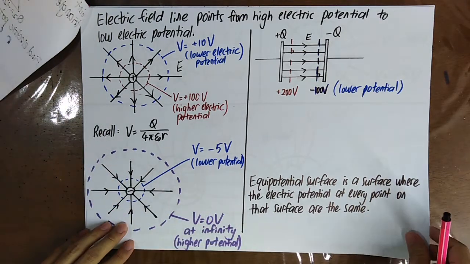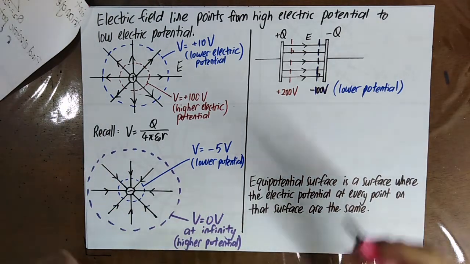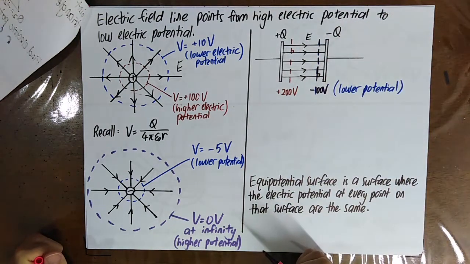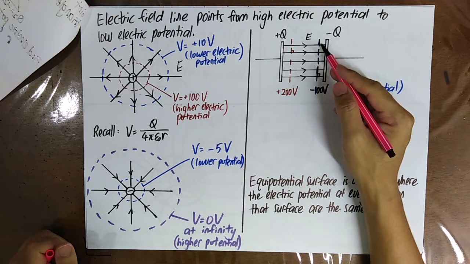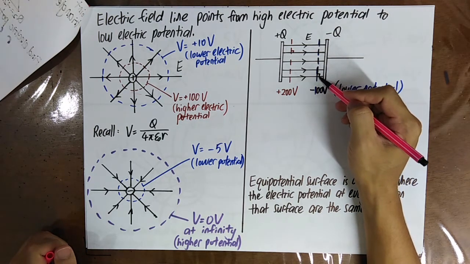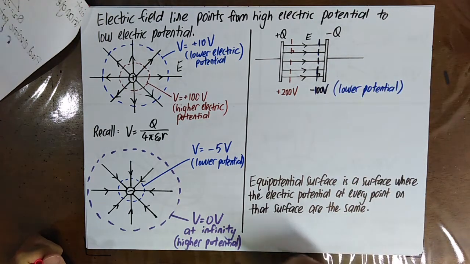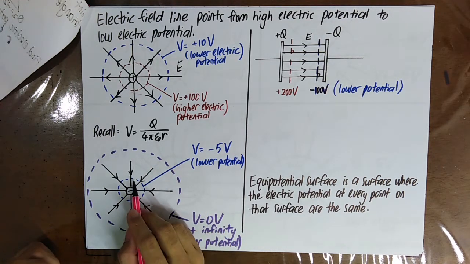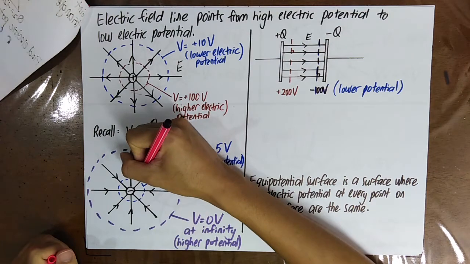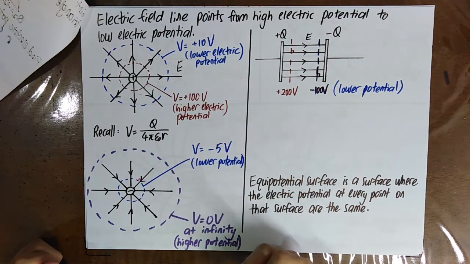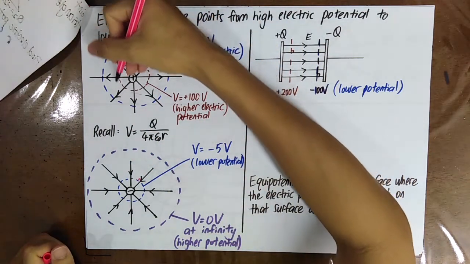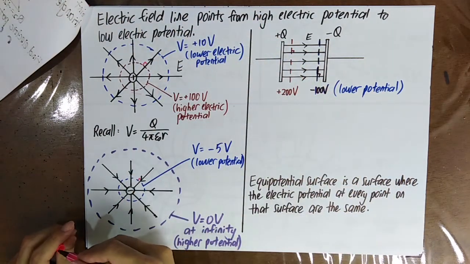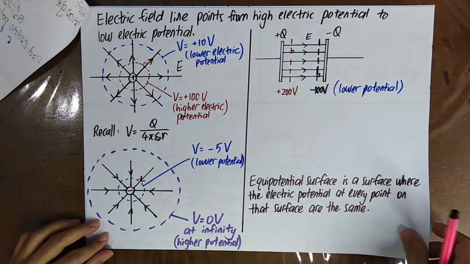Okay, and then you notice that the equipotential surface must be perpendicular to the electric field line.